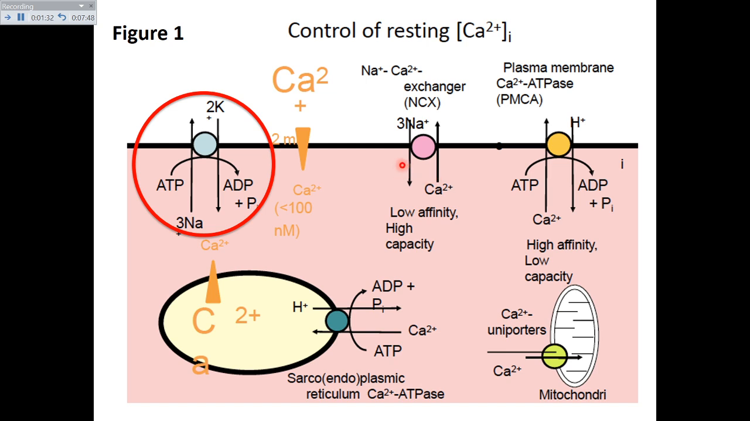So this is one of the most important exchanger or transporter. It removes large quantity of calcium to outside. That's why it's said it has high capacity.